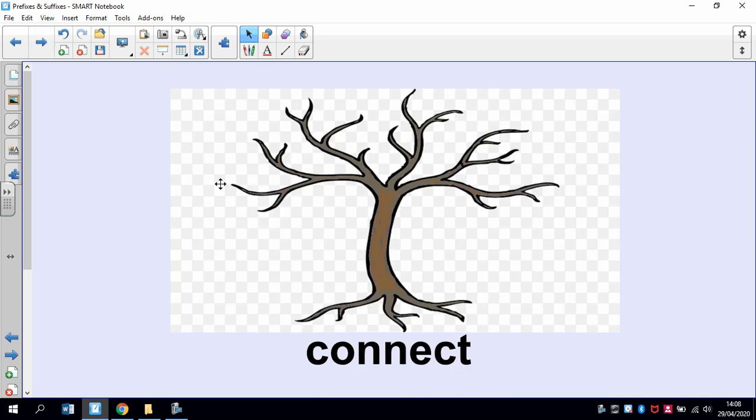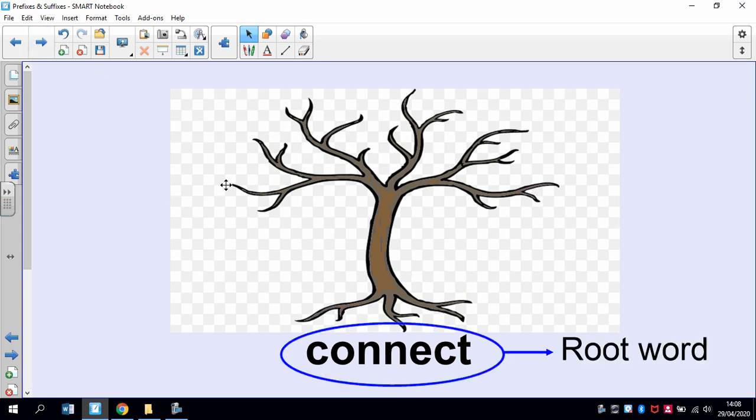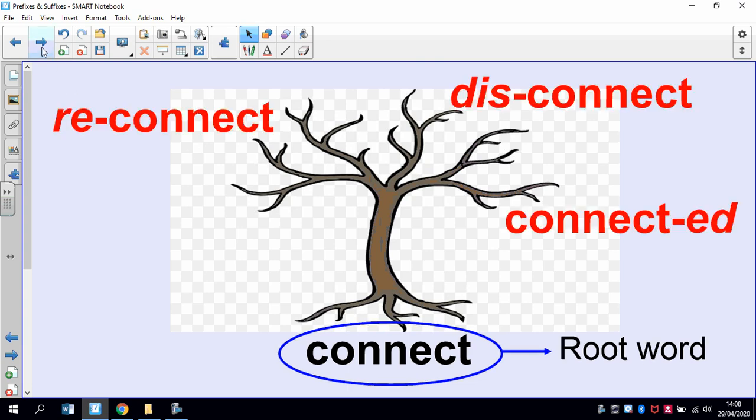So the best way to think about it, so that you don't get your terminology mixed up, is to think of what a root word is, okay? Here I've chosen the word connect. This is quite a nice one. That is the root word, and it's at the base of our tree. Remember, the root word is the base on which a prefix or a suffix is attached to. Prefixes, obviously, are attached to the front of the root word, and the suffixes are attached to the end of that word.